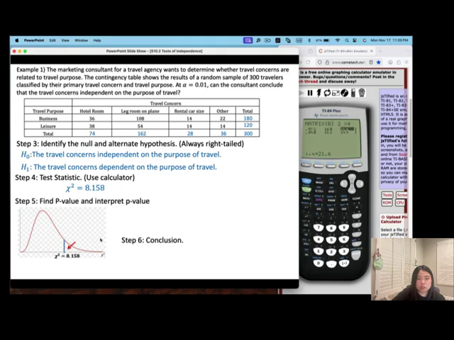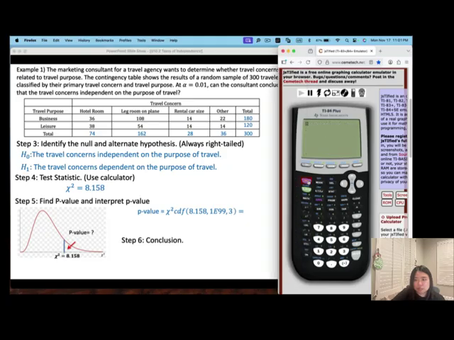Okay, now let's calculate the p-value. So the p-value will be the chi-square CDF, lower value 8.158, upper value 1E99. And then the degrees of freedom, which is going to be R minus 1 times C minus 1. That will be equal to 3. Okay, so use your calculator again. Second vars, go to the chi-square CDF. So 8.158, 1E99, degrees of freedom is 3, and then 0.0429.